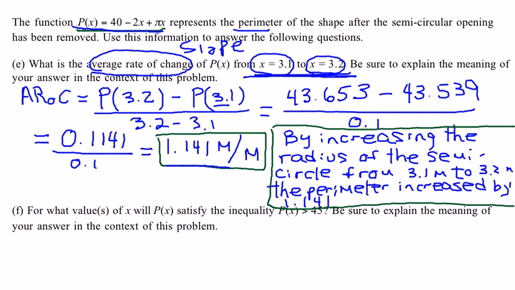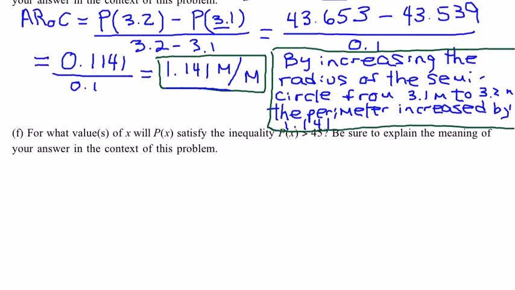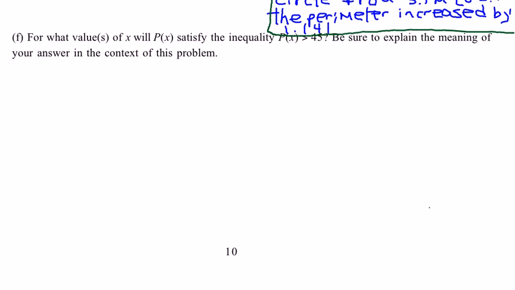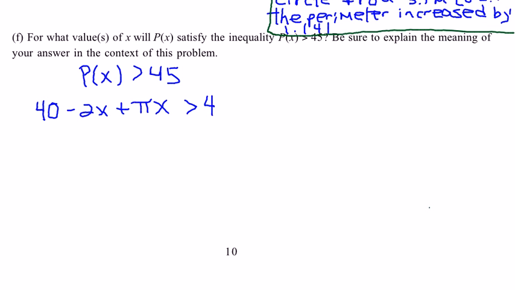Okay, on to the last question. F says, for what values of x will P of x satisfy the inequality P of x is greater than 45? So I'd like to write it down here. P of x is greater than 45. But what was P of x? P of x was this function 40 minus 2x plus pi x. We want that function to be greater than 45.